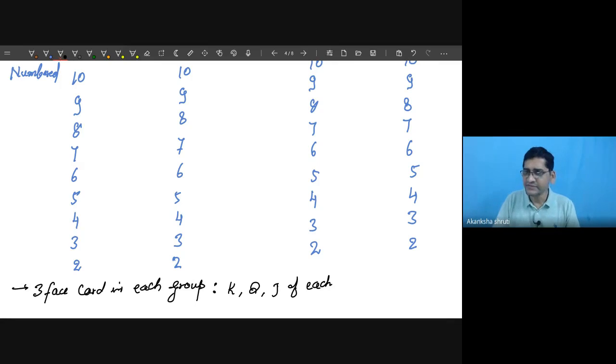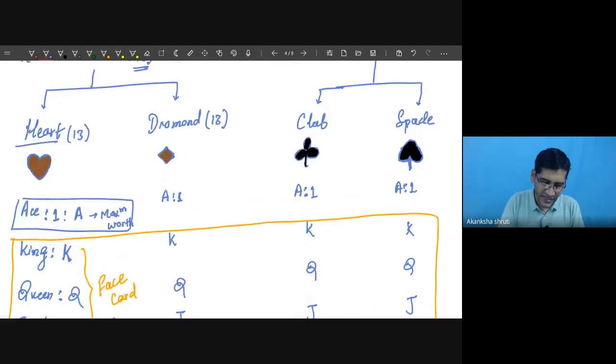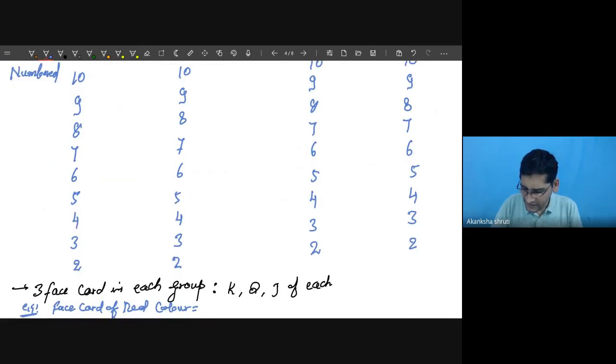If it is asked for face cards of red color, for example, if the event is for getting a face card of red color, how many face cards of red color will be there? No one is knowing? Student, this heart and diamond are the red cards. Heart also has the 3 face cards. Diamond also has the 3 face cards. So total 6. Getting?